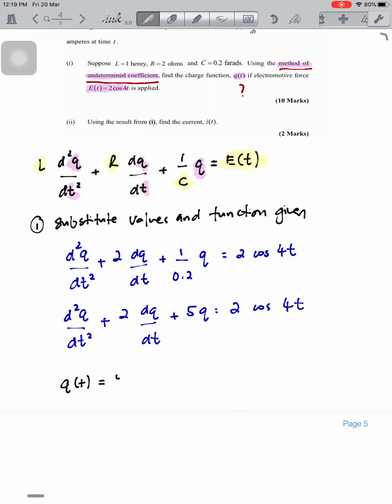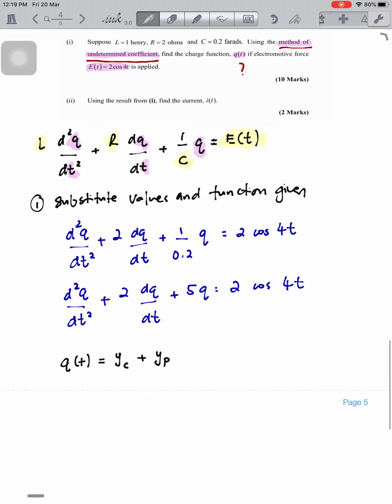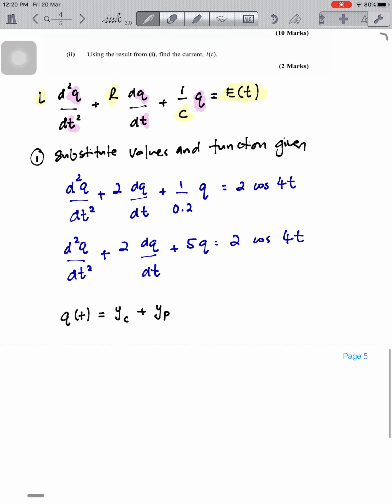So q of t is going to equal yc plus yp. So we're going to need both of these components right here. Okay, so first I'm going to start my calculation by finding yc. So let's find yc first.